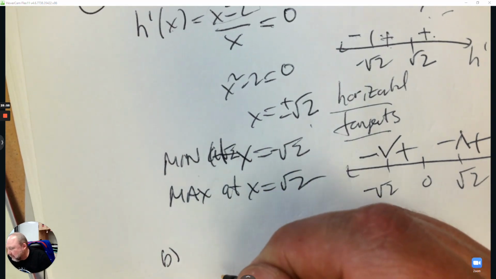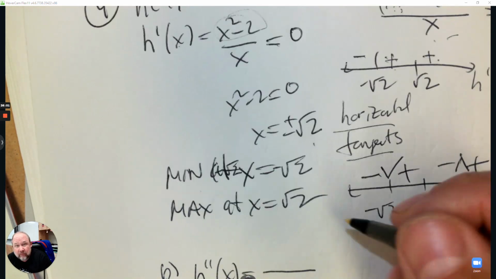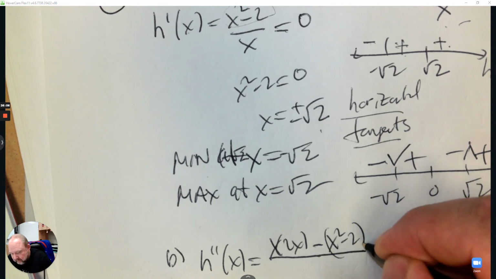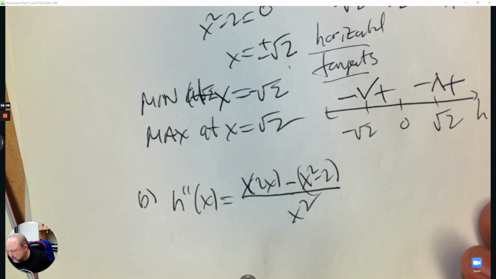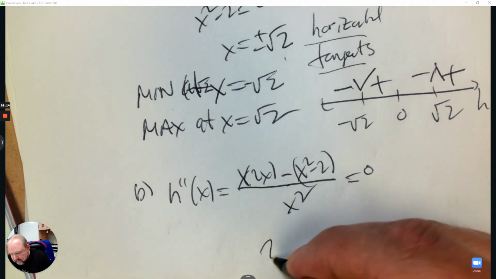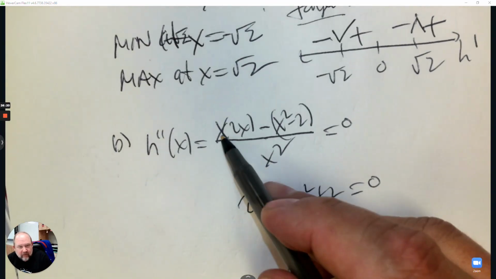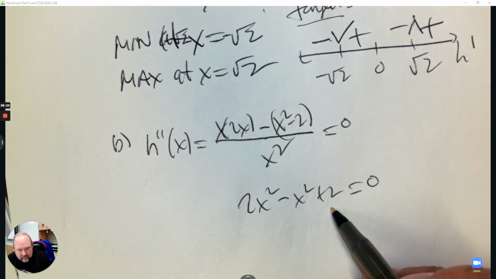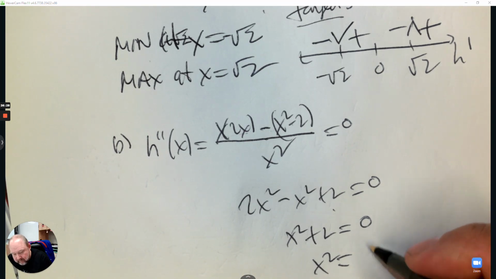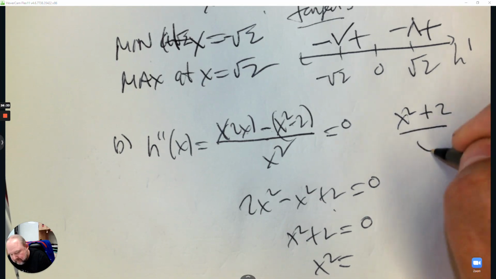Part B. On what intervals is the graph concave up? Well, I need to take the derivative. That's going to be the quotient rule. The bottom times the derivative of the top minus the top times the derivative of the bottom and then the bottom squared. I need to make it equal to 0, so only the numerator here. That's 2x squared minus x squared plus 2. So 2x squared minus x squared negative negative plus 2. Combine like terms. And it's never. So we end up with x squared plus 2 over x squared.